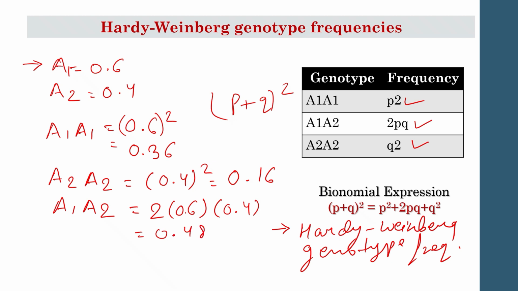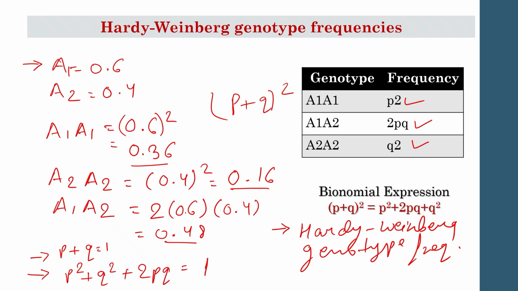And as I told you in the previous video, p plus q is equal to 1. Here also you will see that the summation of all three genotype frequencies gives us 1. So one more thing we have to keep in mind is that p squared plus 2pq plus q squared will also be equal to 1.